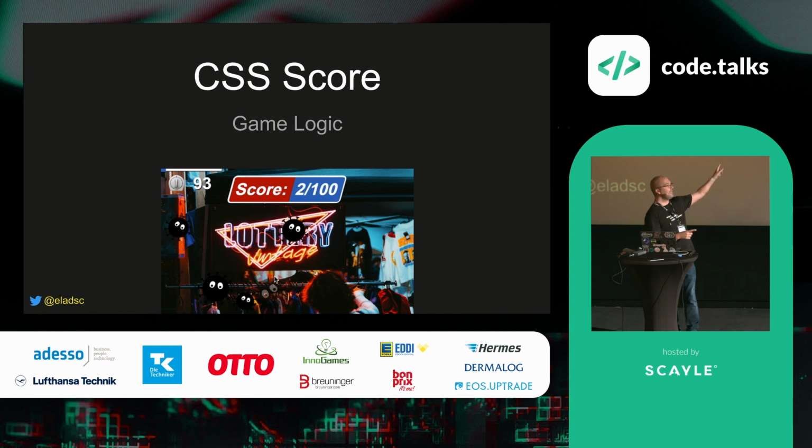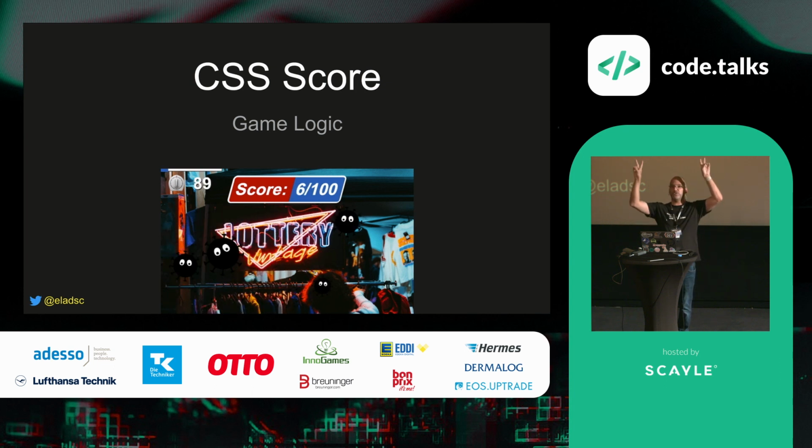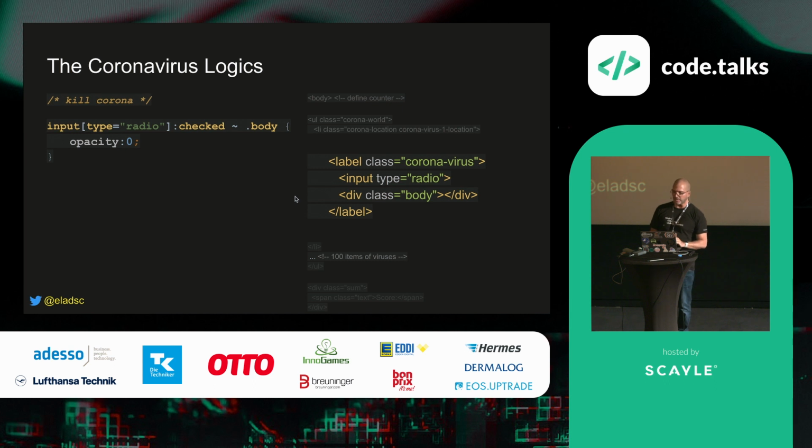And now, let's continue to our next trick, because this is one of the most amazing tricks in this game. When I'm clicking on those coronavirus creatures, they disappear, and the CSS score goes up. We actually have two separate tricks in CSS that we need to talk about. The first trick is that when I'm clicking on those coronavirus creatures, they need to disappear. The second is that I need to count all those dead viruses and print the total score to the screen. Let's start with the first trick.